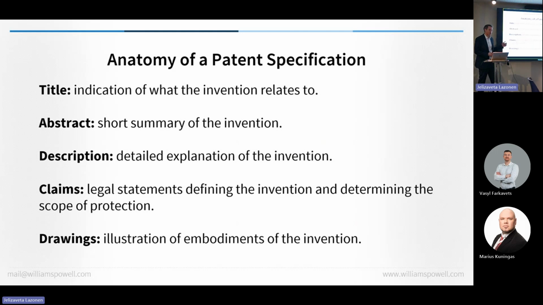And then we'll have a set of drawings that illustrate different embodiments of the invention. So typically those drawings will be used in conjunction with the description to help explain the invention and help you read it and put into context what is being claimed in the claims.